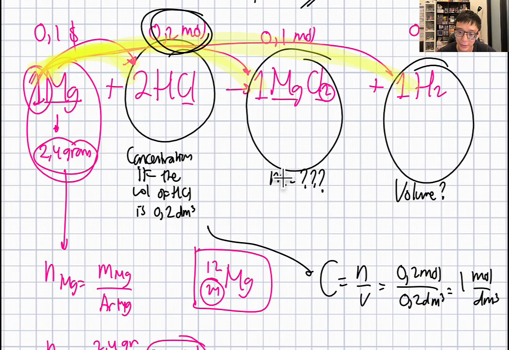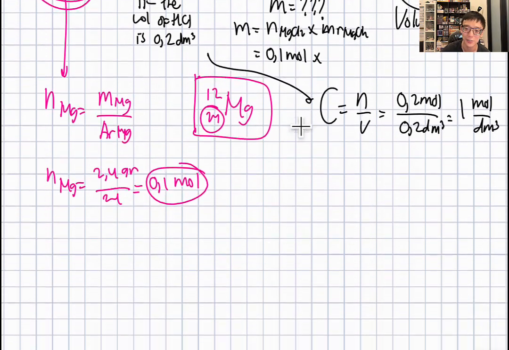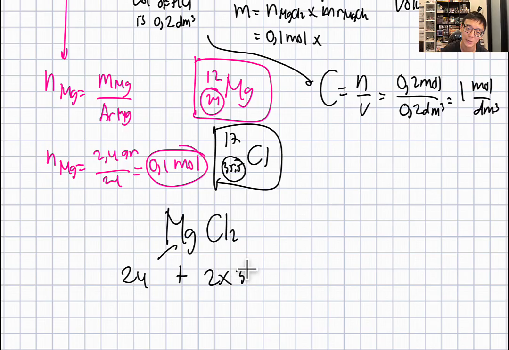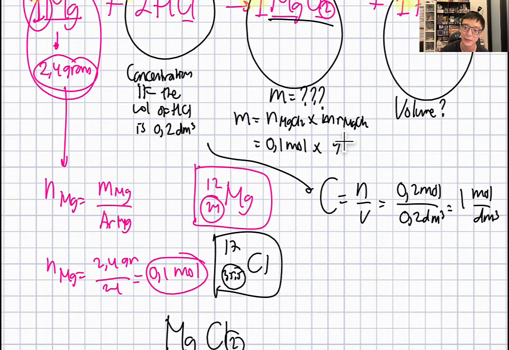So what is the mass of magnesium chloride? The mass is equal to the mole of magnesium chloride multiplied by the Mr of magnesium chloride. So it's equal to 0.1 mole multiplied by the molecular mass of magnesium chloride. So magnesium is 24, Cl is 35.5. So magnesium chloride would be 24 plus 2 times 35.5, which means 71. So in total it will be 95. So 9.5 gram.